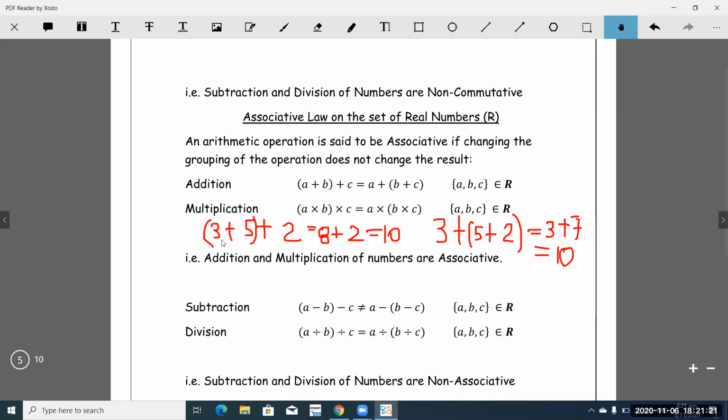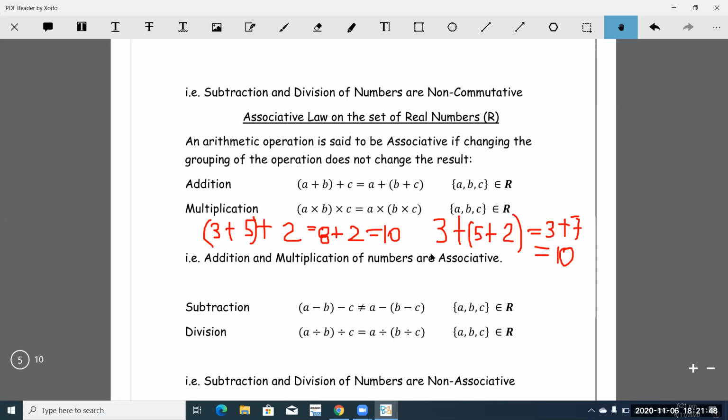So for example, 3 plus 5 plus 2: we add the 3 plus the 5 to get 8, and then the 8 plus the 2 to get 10. Now, if we were to add the last two numbers, the 5 plus 2, we get 7. Then the 7 plus 3 gives us 10. What we can clearly see is that we get 10 on both sides. That's associative because the order did not affect anything.